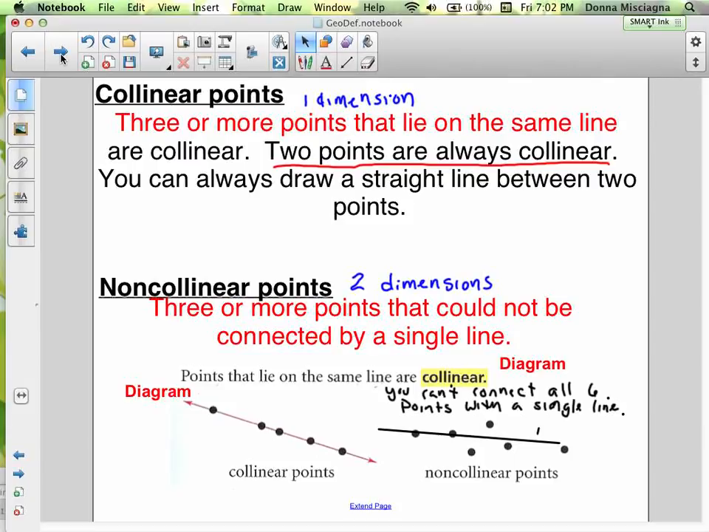For your diagram, this would be the diagram here for collinear. There we have our points that lie on the same line. There's no symbol, so you can either use that for your diagram or just put an X in it, but there's no symbol. Non-collinear points would be 2 dimensions, because they're not all lying on the same line. Our definition is 3 or more points that could not be connected by a single line. Here we have non-collinear points. You can use that for your diagram, and you can add that you can't connect all 6 points with a single line; it would take more lines than that. And there's no naming or symbol. This one was just a definition with a diagram.